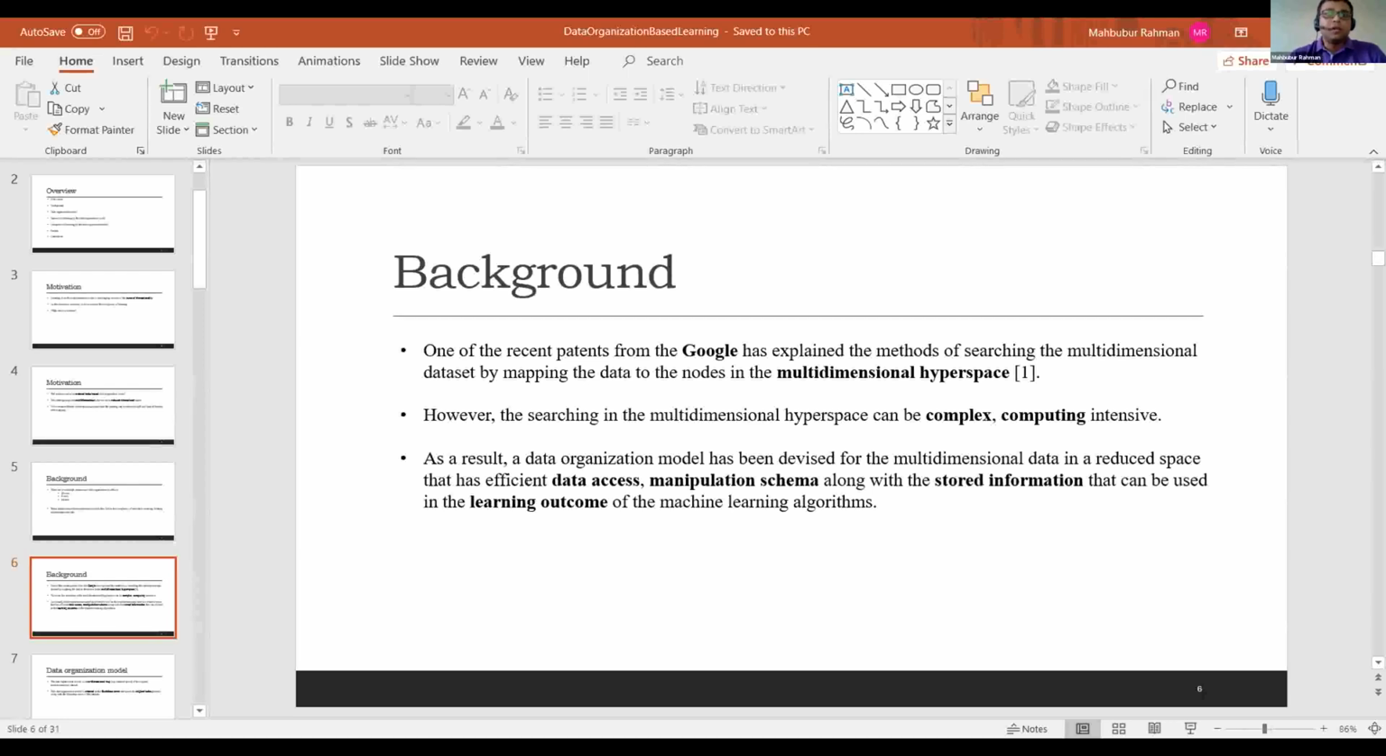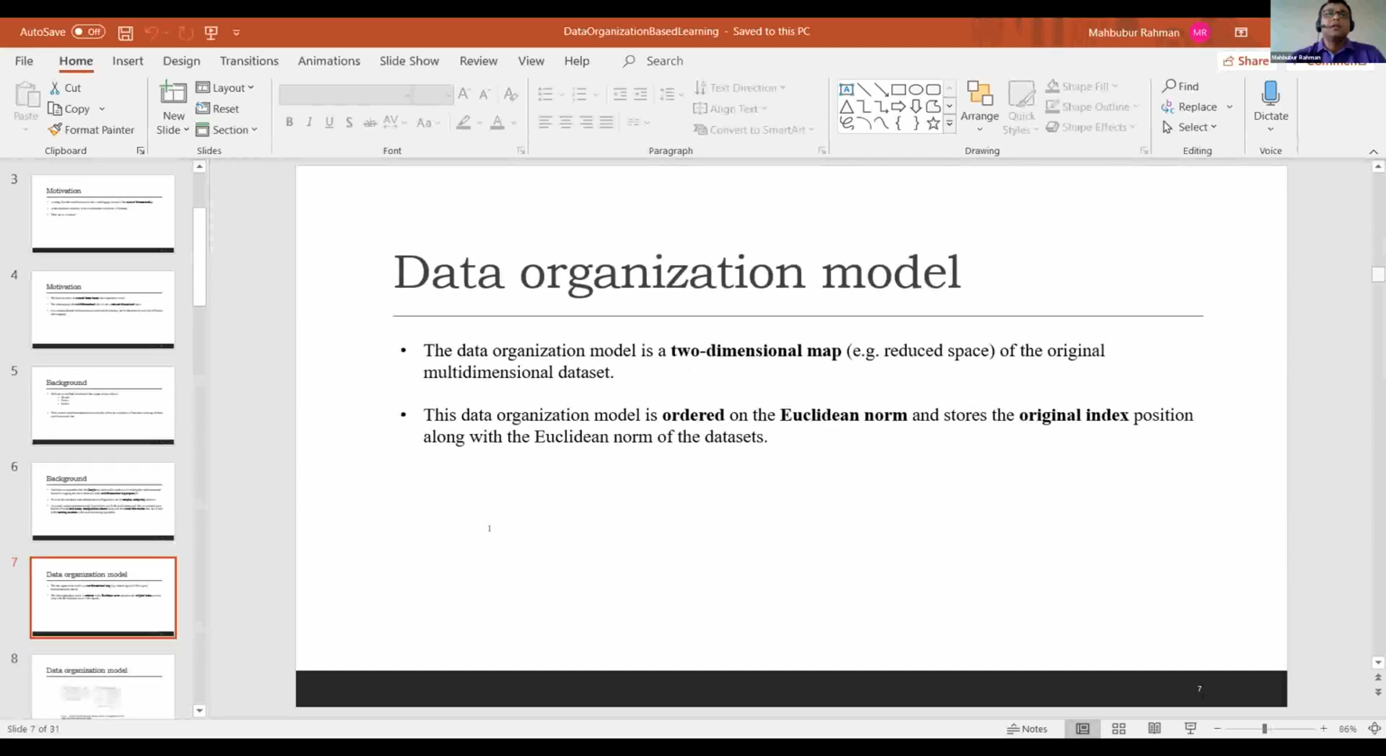Now I'm going to deep dive into the data organization model and how it can impact supervised and unsupervised learning. So first, the data organization model. The data organization model is a two-dimensional map of the original multidimensional data set. This data organization model is ordered on the Euclidean norm and stores the original index position along with the Euclidean norm of the data sets.